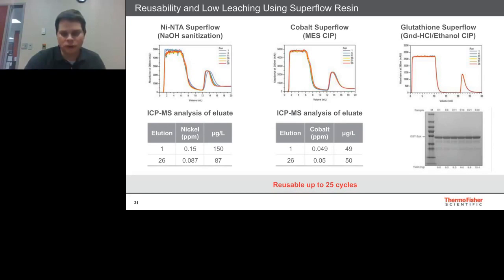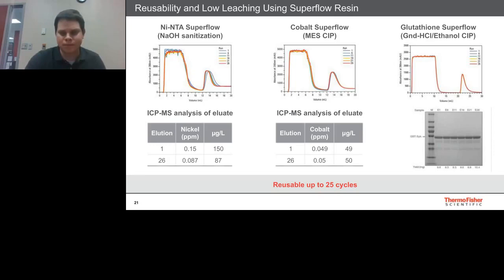Glutathione superflow can also be reused at least 25 times with a simple guanidine HCl and ethanol clean in place with no significant loss in yield or purity. Additionally, with the IMAC resins, very low metal leaching was observed in the elutions determined by ICP-MS. This is important since leached nickel or cobalt can lead to damage of protein.